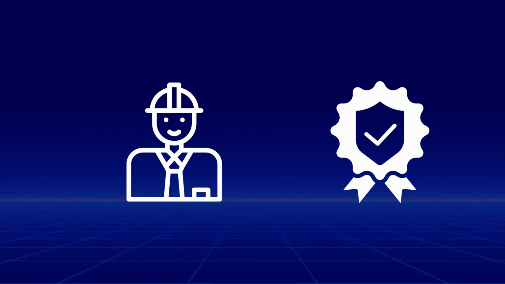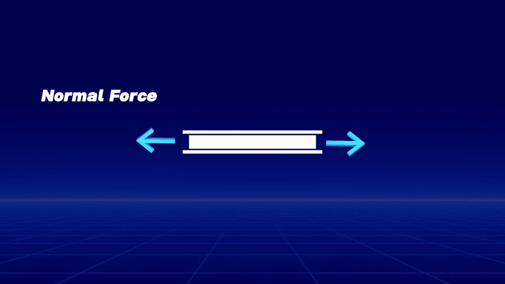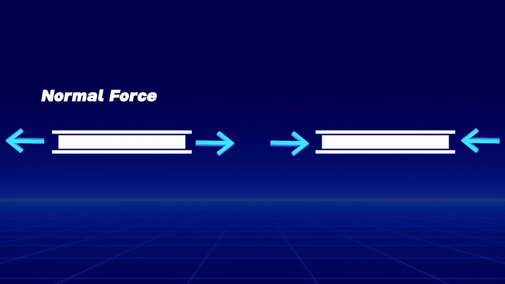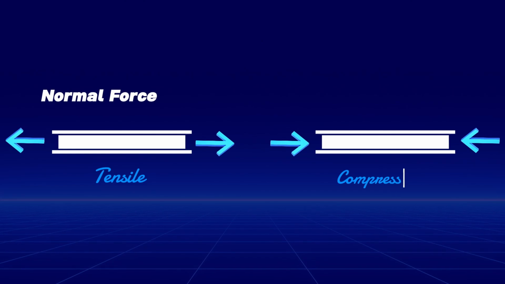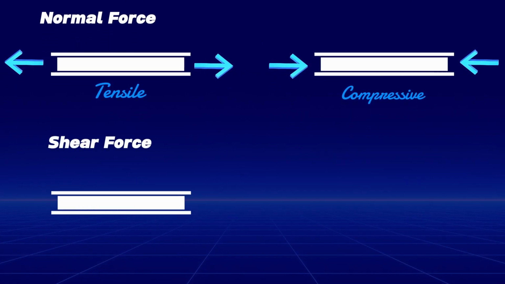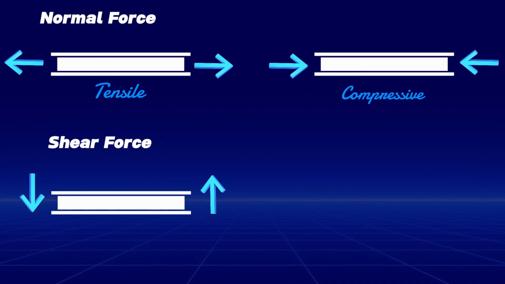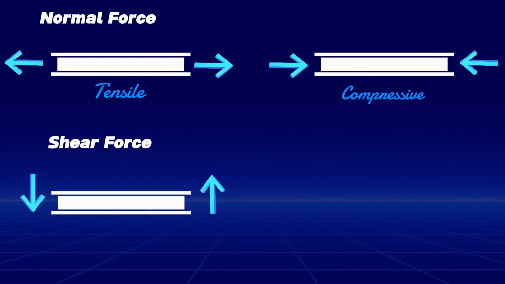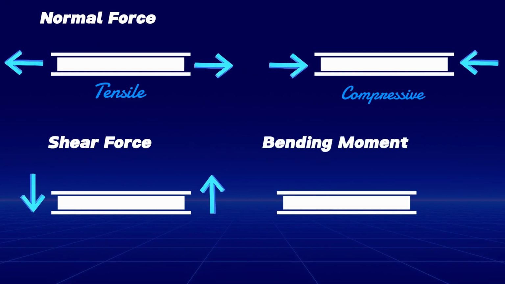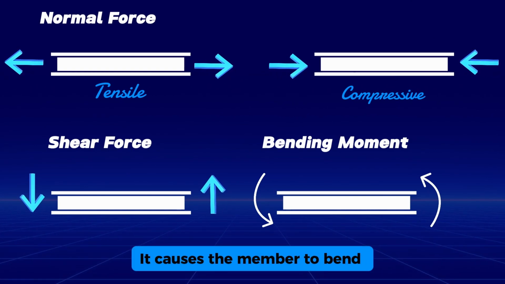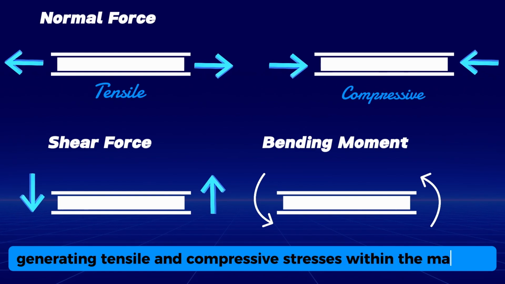The most common internal forces are a normal force, which is a force that acts perpendicular to the cross-sectional area of a structural member. It can be either tensile or compressive. The second common internal force is a shear force. The shear force acts parallel to the cross-sectional area of a member, causing the material to slide along the plane of the force. Third, bending moments. The bending moment is a measure of the rotational effect produced by forces acting at a distance from a point or axis. It causes the member to bend, generating tensile and compressive stresses within the material.